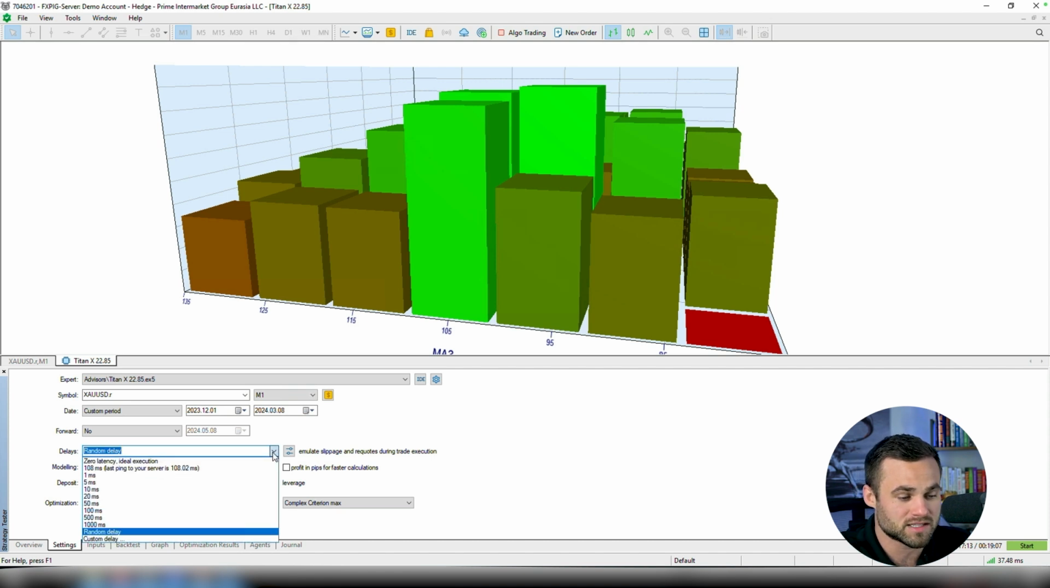And then for delays, this is essentially execution delays. So you can put in random delay, or you can put in whatever delay that you want to. I'm just gonna go ahead and do a random delay.